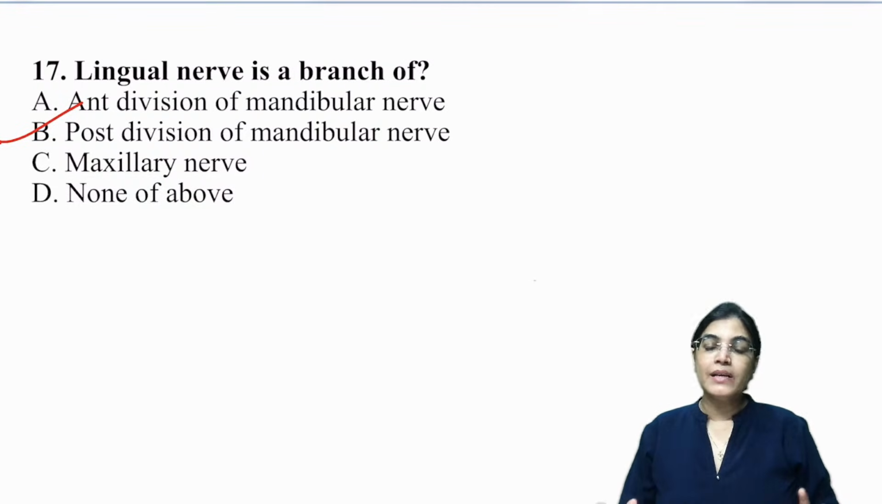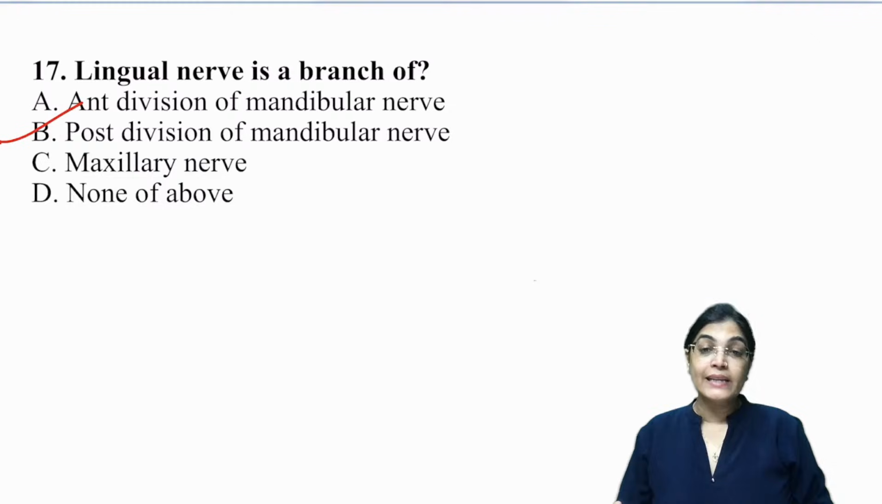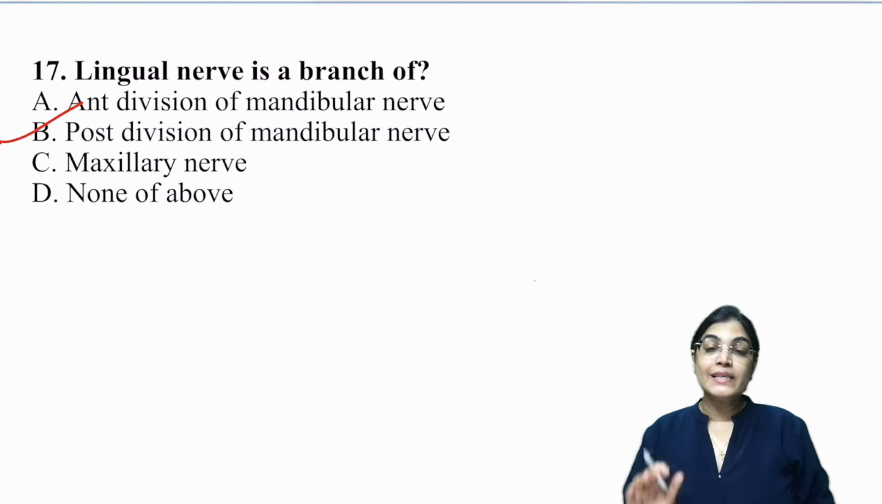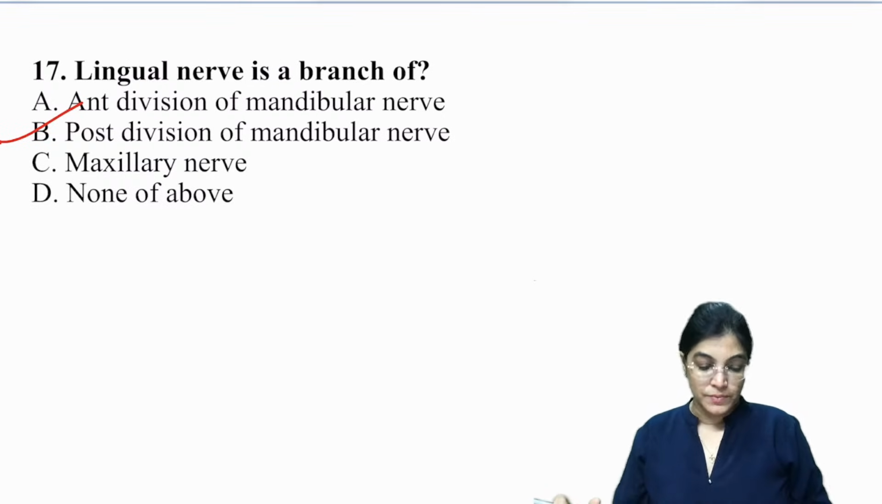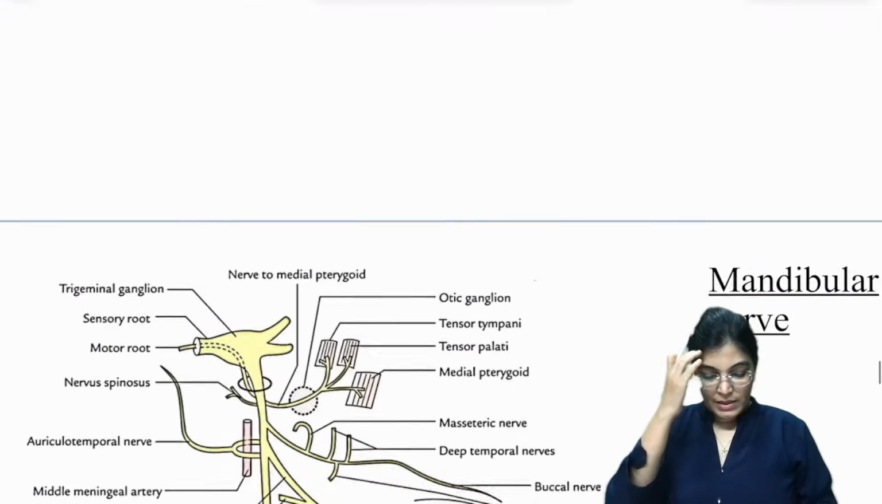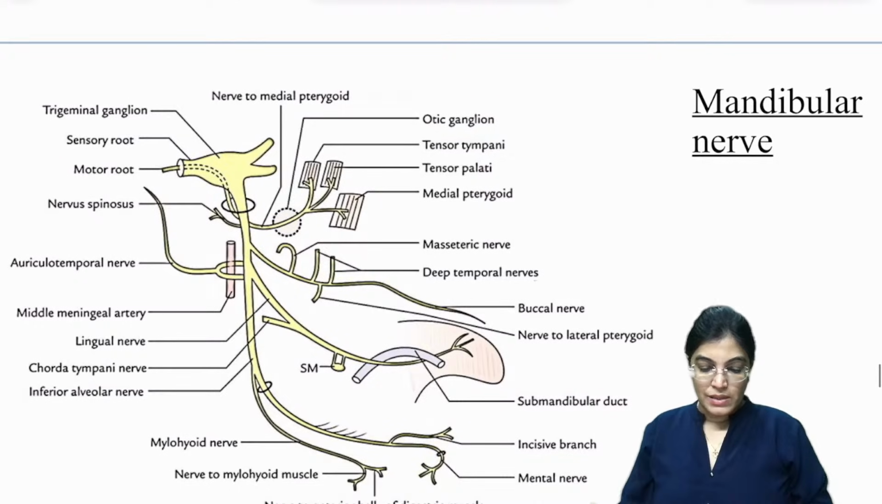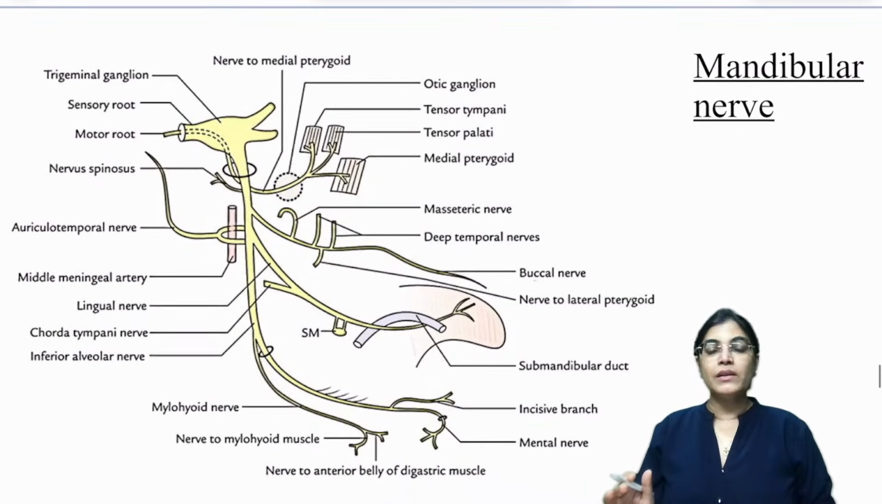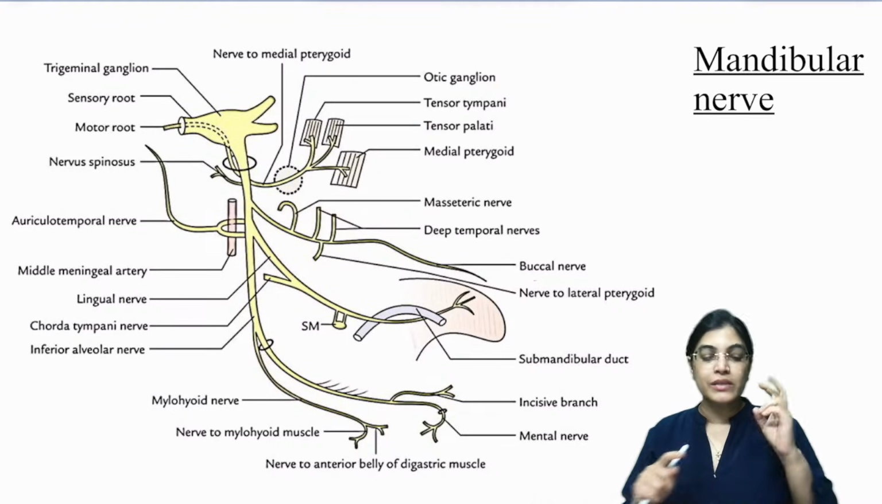Stensen's duct, the parotid duct's opening, is at the second upper tooth, that is the maxillary second molar. The maxilla contains the upper teeth. Now I want to show you this image where you can see the branches of the mandibular nerve. The branches of the mandibular nerve come from the trunk.